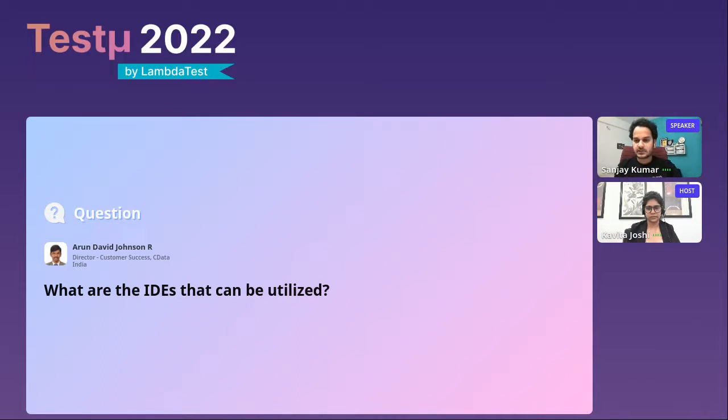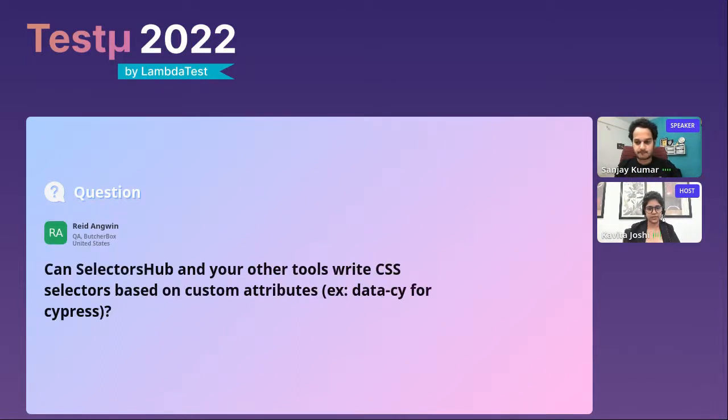Kavita, can we move on to the next question? Yeah, sure. Next question we have: can SelectorsHub and your other tool write CSS selectors based on custom attributes?